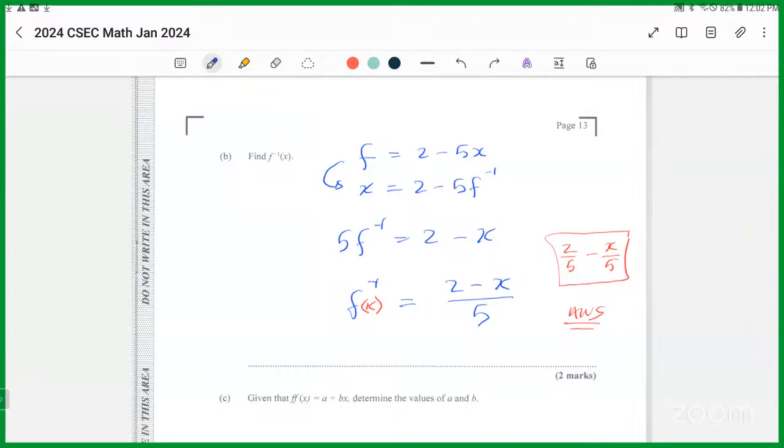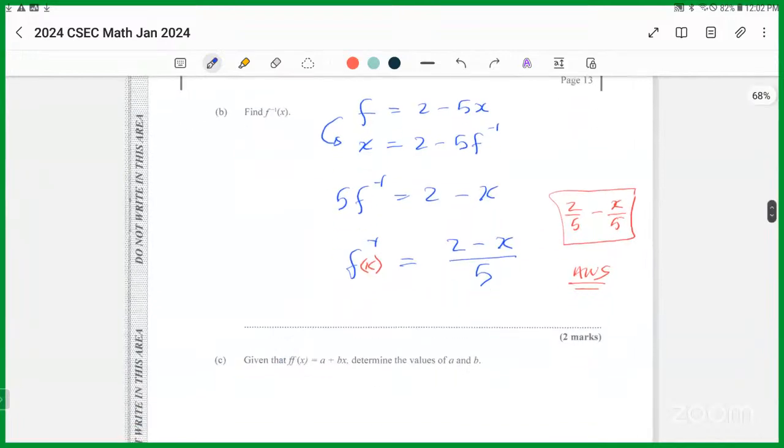Next part wants f of f. This means f into itself. Remember, instead of f of f, they could have also given us f squared of x. It's the same thing. This f of f is the same as f squared. Now, how do we form f of f? Put f into itself.